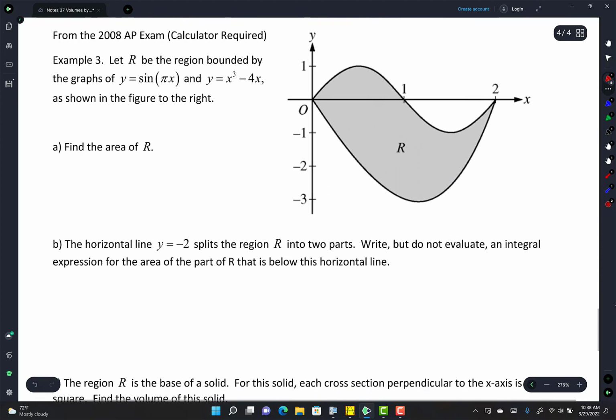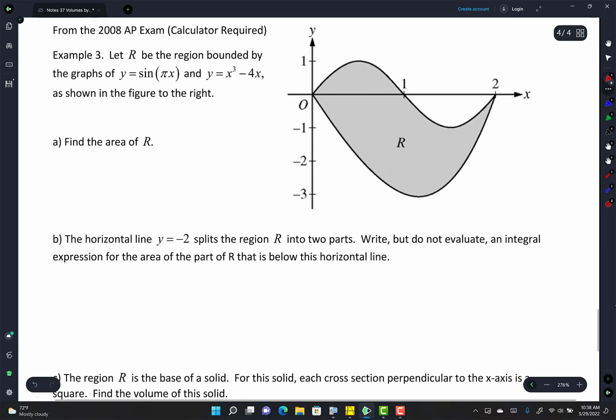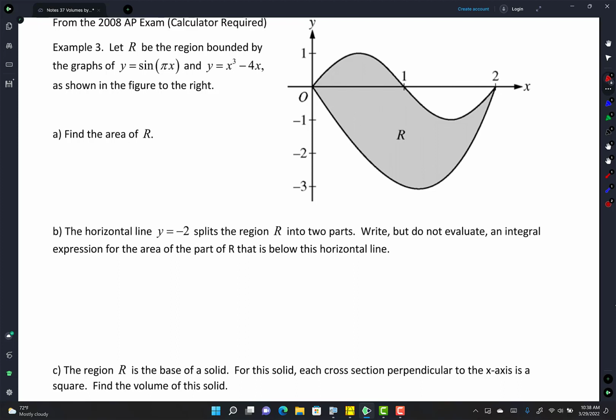Okay, here we go. This is from the 2008 AP exam. I think we are ready. Look at letter A. You're going to need your calculator. And it says, let R be the region bounded by the graph y equals sine pi x and y equals x cubed minus 4x, as shown on the figure to the right. Find the area R. Do you guys want to see if you guys can tackle this one? Is R the entire shaded part or just the? R is the entire shaded part.